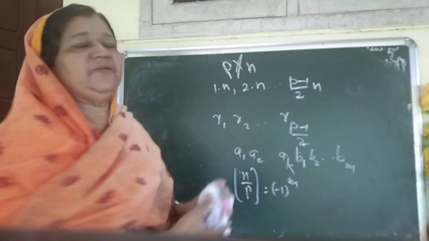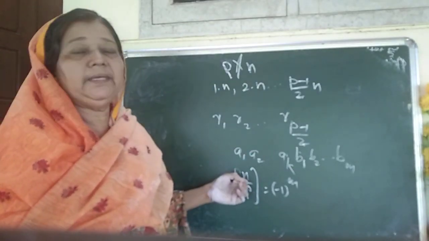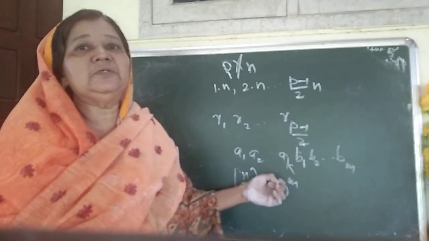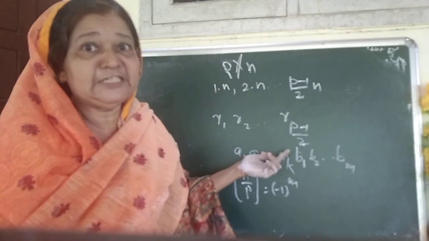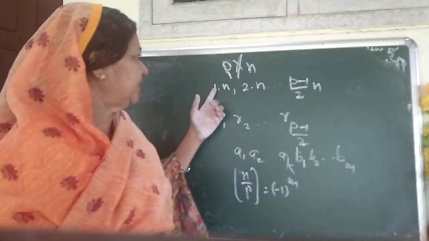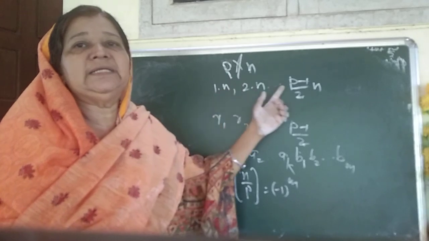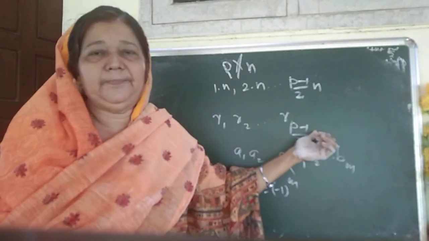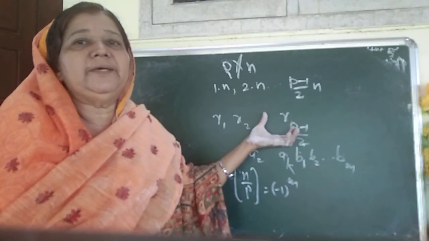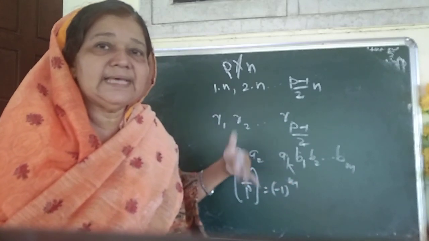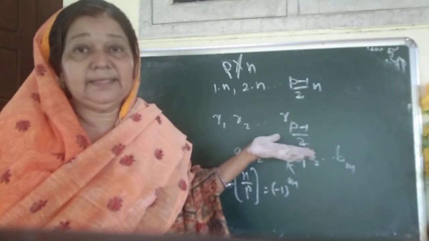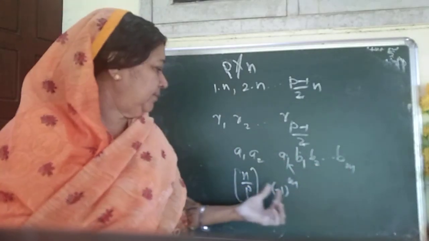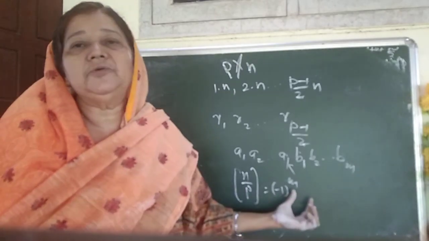The Gauss lemma states that if n is any positive integer such that p does not divide n, then (n/p) equals minus 1 raised to m, where m is the number of residues which exceed p/2 among the residues obtained from 1·n, 2·n, etc., ((p minus 1)/2)·n. Let them be r1, r2, etc. Among these (p minus 1)/2 residues, some are less than p/2 and some are greater than p/2. The number of the latter is m.